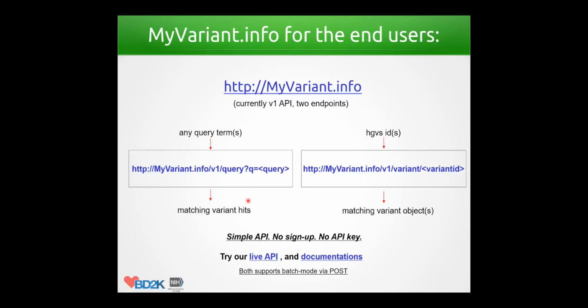You can do simple or complicated variant queries, and you can also retrieve the whole variant object using the so-called HGVS ID. You can also use a parameter called fields to retrieve a subset of the variant object. For example, if you only need ClinVar or only COSMIC, you can do that. You don't have to retrieve the whole big variant object.